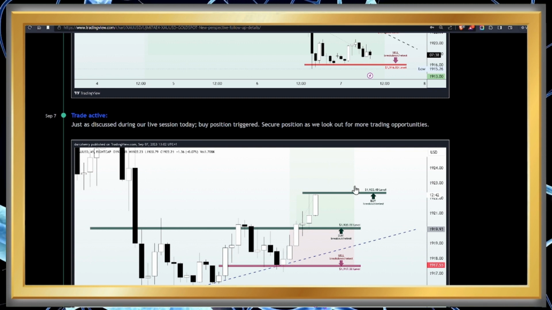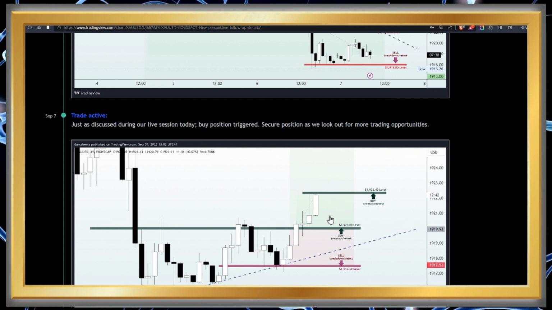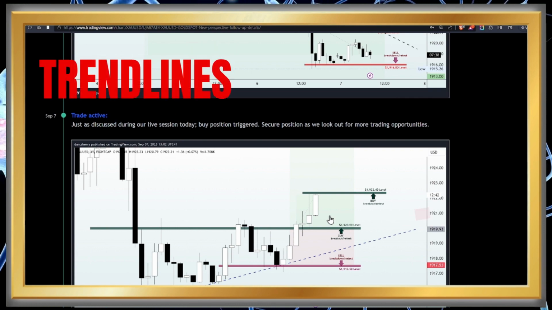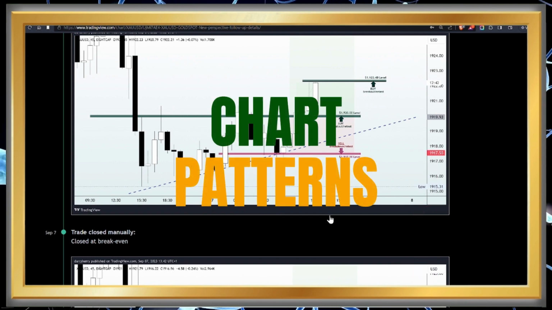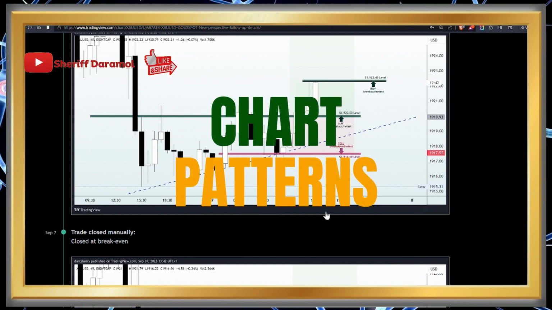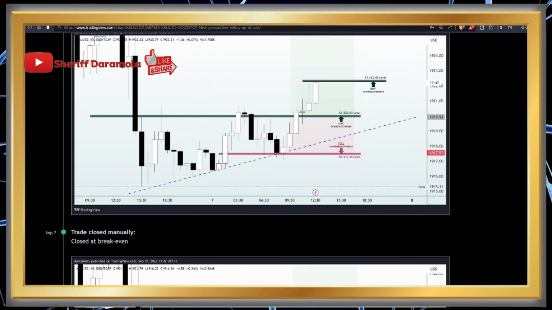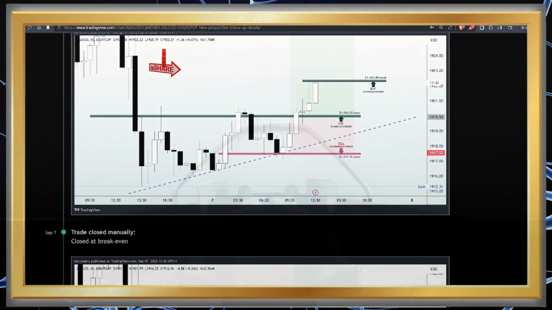As we gear up for the new trading week, I have conducted a comprehensive analysis as always of the current market conditions. This analysis employs straightforward parameters such as trend lines, key levels, and chart patterns to gain valuable insight into the historical price movement of the gold commodity market.